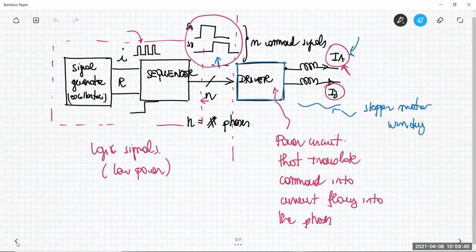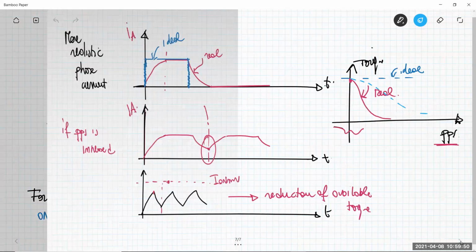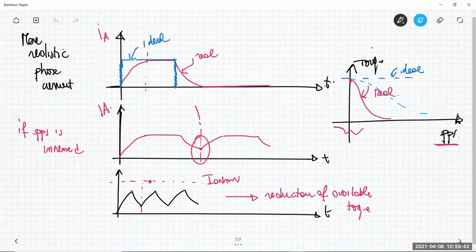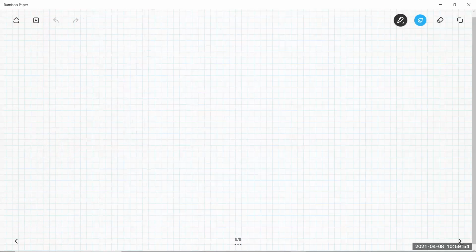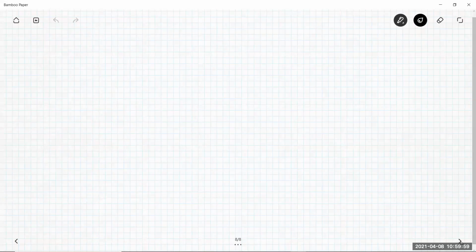So let's focus on what's inside this block here, step by step, in order to see what are the solutions that are invented in order to have the current faster at the turn on and at the turn off. Okay, so the first driver that I want to describe is what is called the L over R driver.